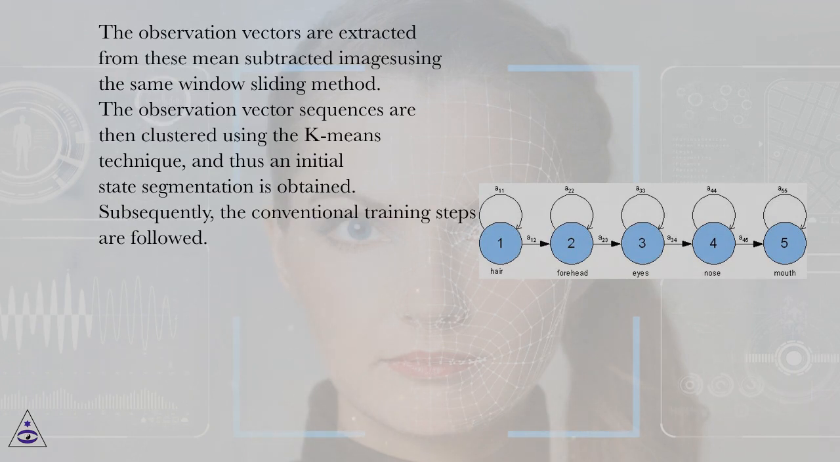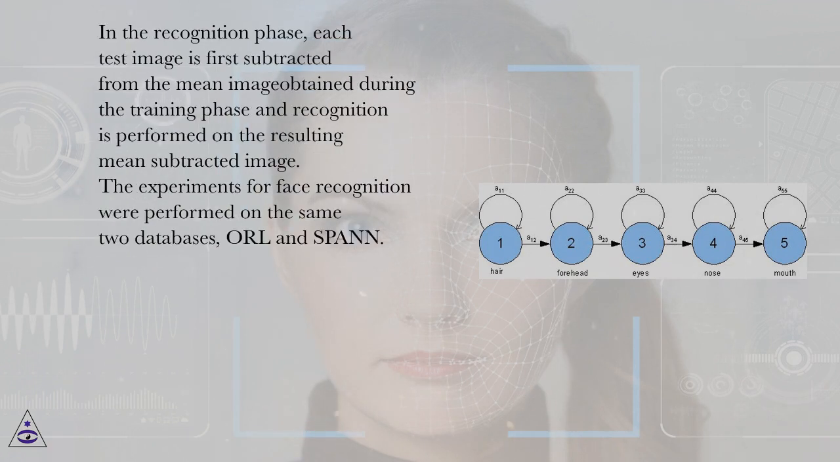The observation vector sequences are then clustered using the k-means technique, and thus an initial state segmentation is obtained. Subsequently, the conventional training steps are followed. In the recognition phase, each test image is first subtracted from the mean image obtained during the training phase and recognition is performed on the resulting mean subtracted image.